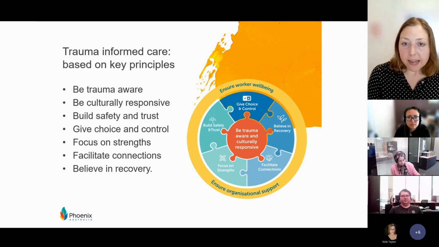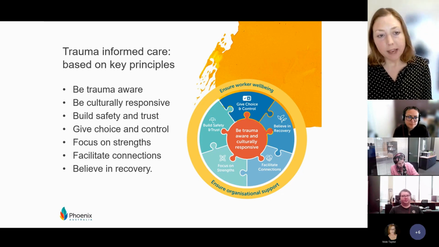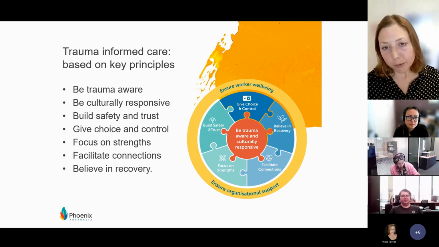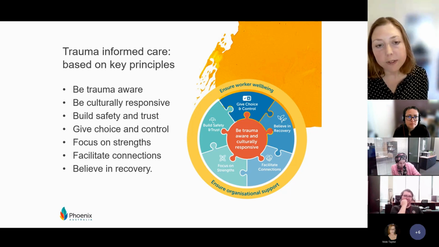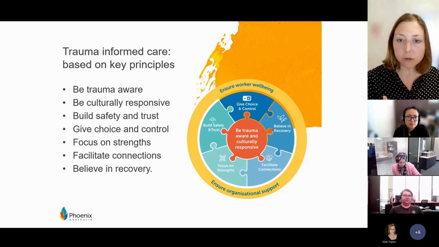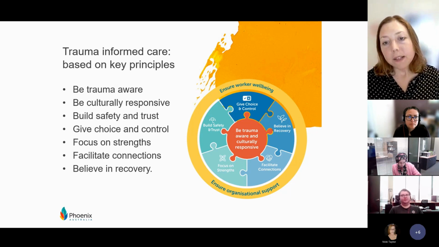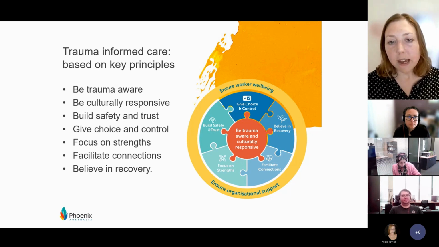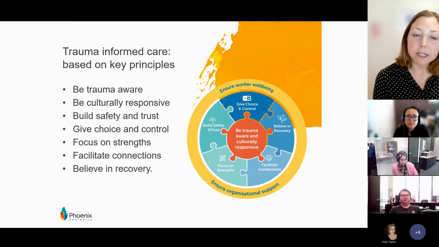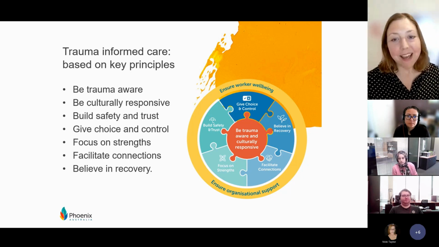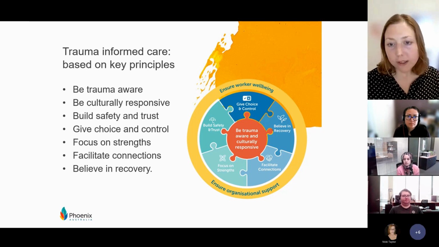So thinking about that, then we can go on to thinking about these other principles. Building safety and trust. We can think about this one in the context of the fact that most traumatic experiences involve some sort of threat, whether it's physical or psychological. And so workers and organisations really must work to establish physical safety and psychological safety to those who have experienced trauma.